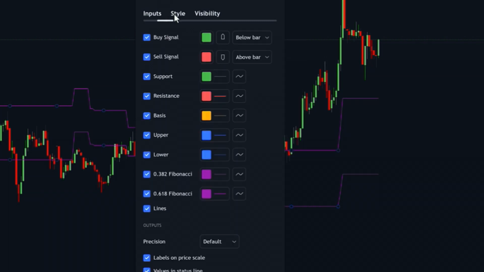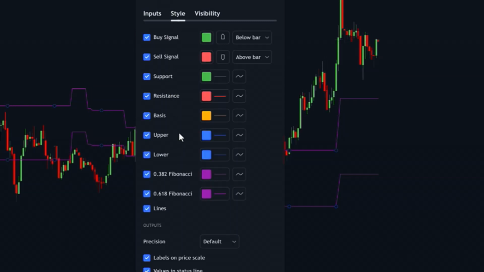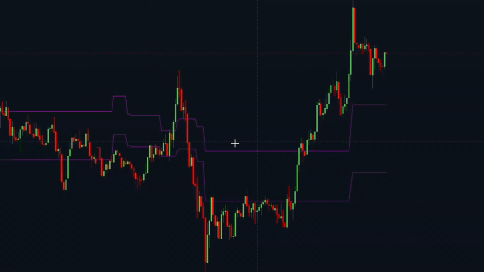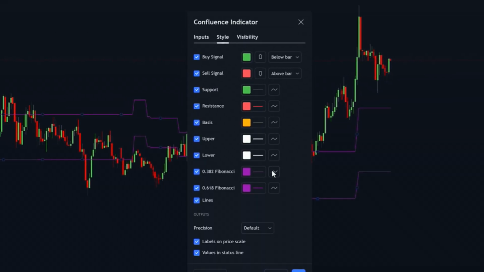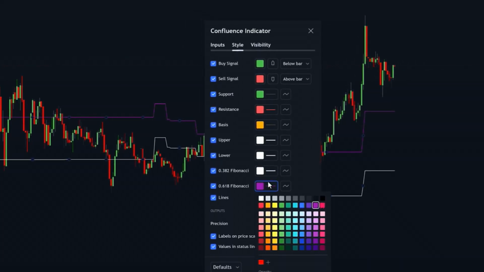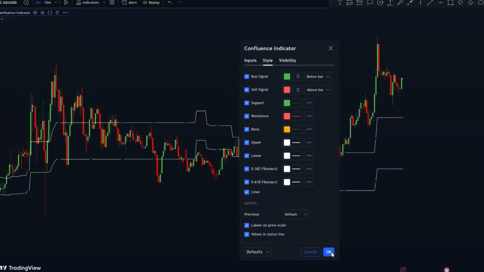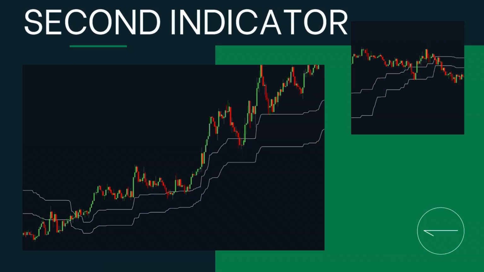Next, let's move on to the Style tab. This is where we can personalize the appearance of the levels. Feel free to play around with different colors and thickness settings until you find a style that suits your preferences and makes the levels easy to read. Once you're happy with the customization, click OK to save your preferences. Alright, now that we've got our Fibonacci levels set up, let's move on to the second indicator.